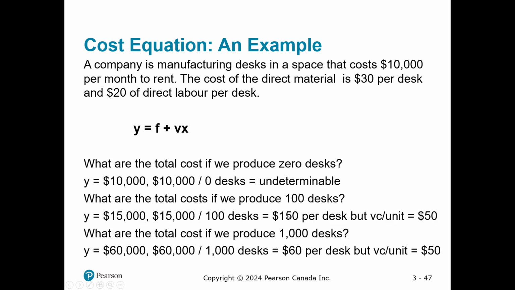What's causing this to change is the $10,000 of fixed costs. So now if we produce 1,000 desks, 60,000 divided by 1,000 is equal to $60 per desk. Variable cost per unit is still $50. What's causing this to change is the fixed costs. So mixed cost per unit, right? $150 if we produce 100, $60 if we produce 1,000. It decreases because of the fixed cost component.